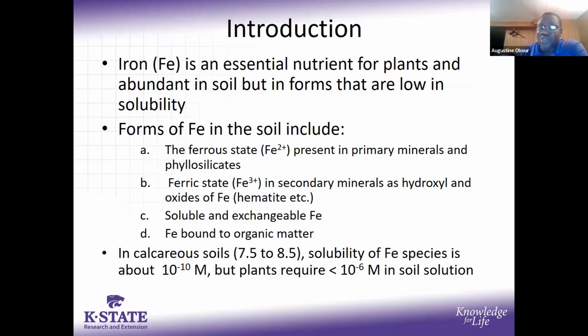So in calcareous soils, however, all these species of iron, the solubility is very low. It's around 10 to the power minus 10 moles. This is relatively very, very low compared to how much it should be in the soil for plant uptake. So if the plant doesn't have any mechanisms to solubilize this iron, then when you grow them in high pH soils, the possibility of iron chlorosis is very high.